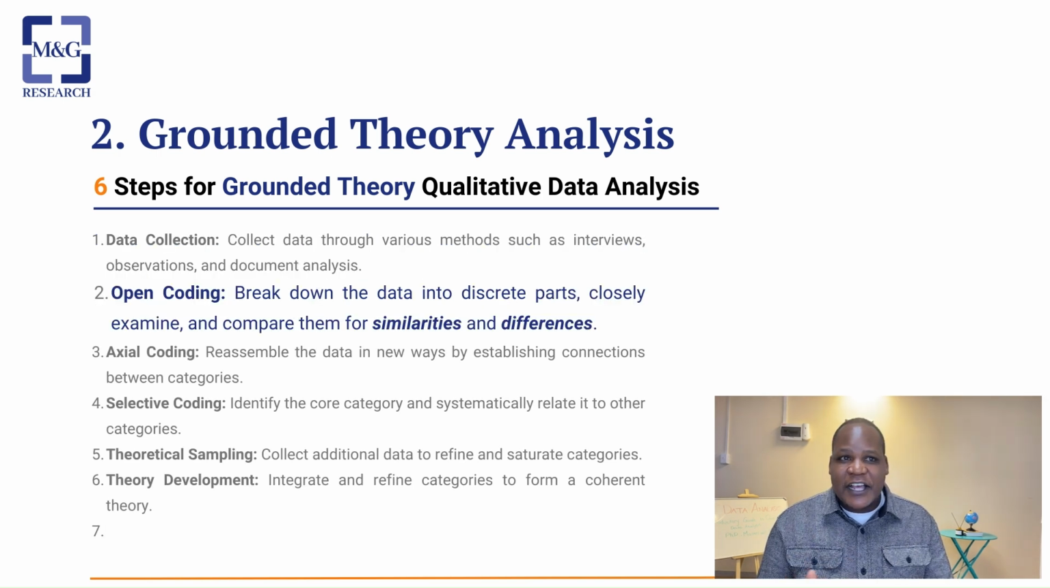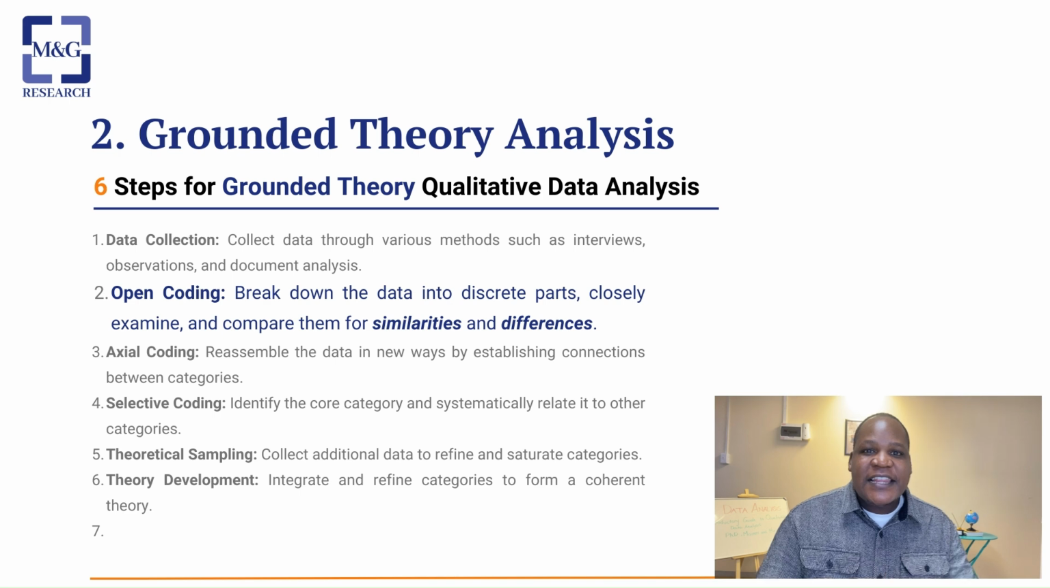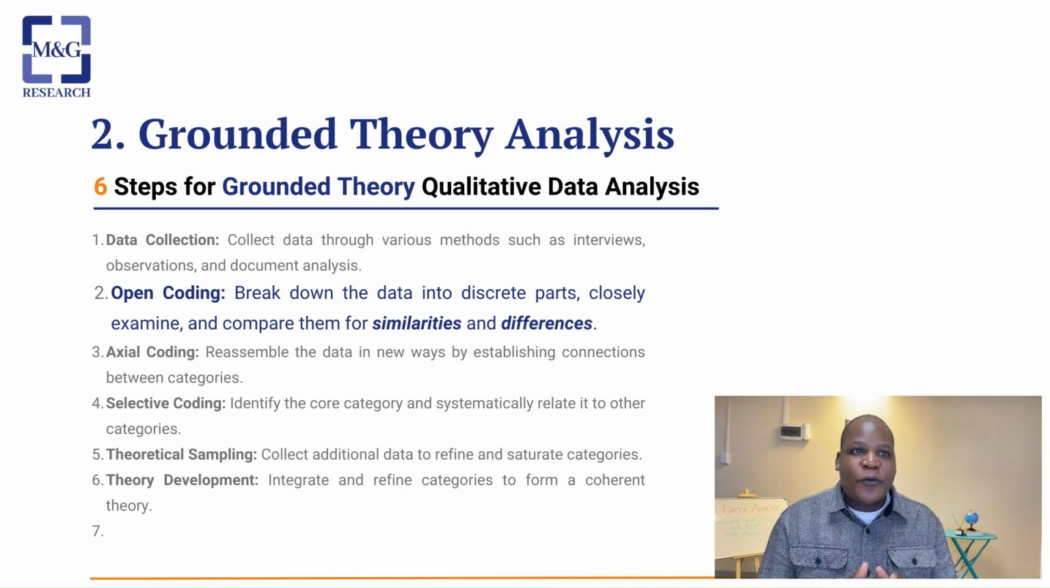And then the second aspect is breaking down the data into discrete parts, closely examining and comparing them for similarities and differences. Because you want to develop a theory, you need to establish what the similarities in the existing information are, and what the differences are, so that by the time you come to develop your own theory, you know the missing parts, or the nuances that are not appearing in the existing information. And so that's the relevance of open coding.